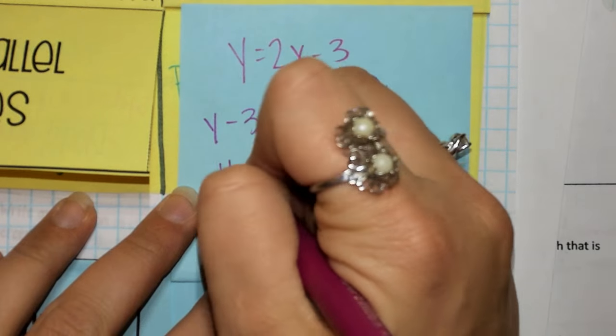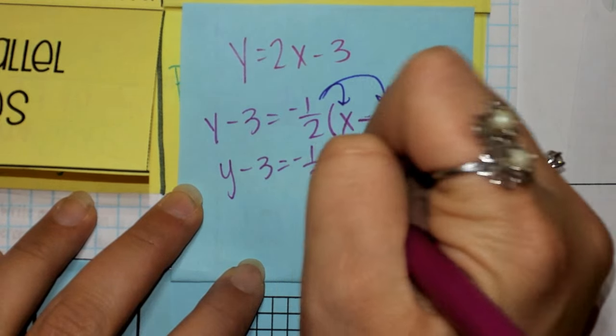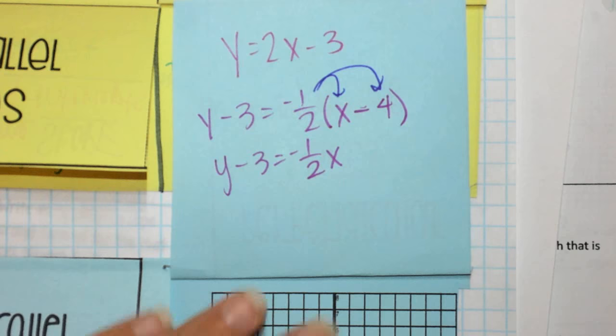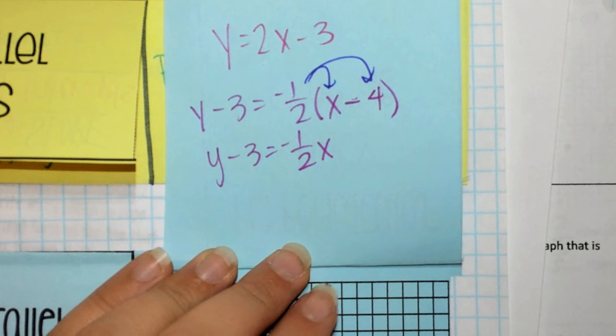Negative 1/2 x. So y minus 3 equals negative 1/2 x. Now, what is negative 1/2 times a negative 4? How'd you get that? How'd you get 2? How did you do that?